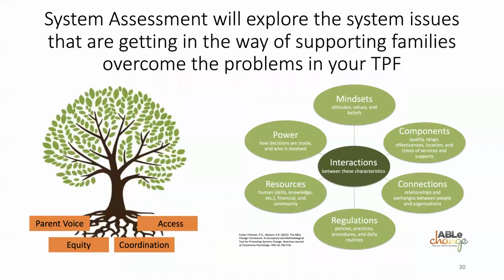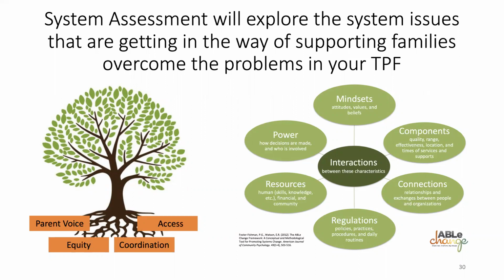So let me say this another way. Basically what we're doing in phase 2 of the broader process is that now that we know what child and family problems exist, now we want to explore the system issues that are getting in the way of supporting families overcome those problems. So what we're going to do is we're going to look for root causes.